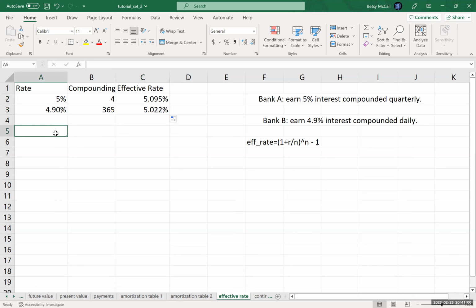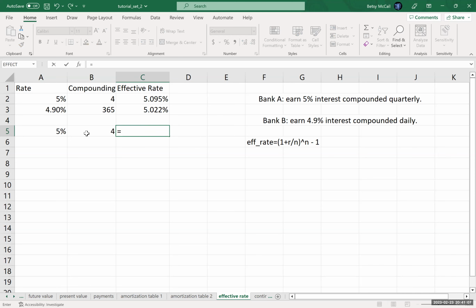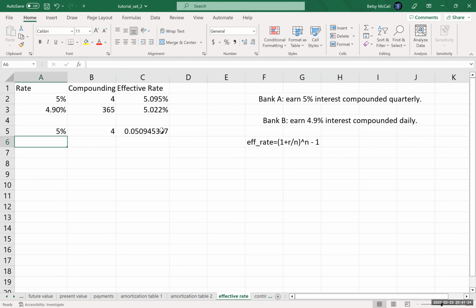And so I am going to use the formula here. I'm just going to set my table up again for this first example. And if I just use the formula as written here, 1 plus the annual interest rate divided by the number of compounding periods, raised to the number of compounding periods, minus 1. And again, I get exactly the same value I got before. I'll just turn it into a percent so that we can compare it easily. And I get exactly the same answer using this formula.